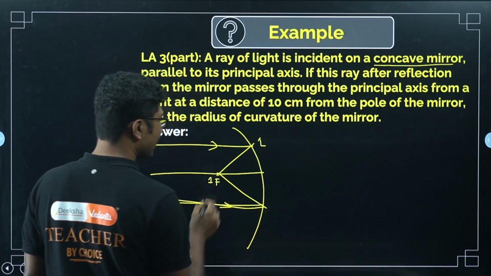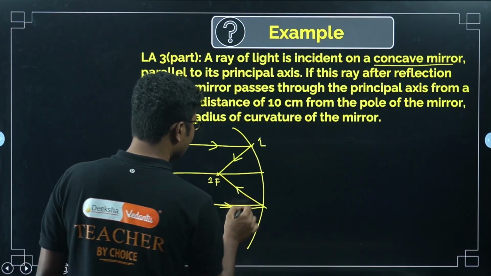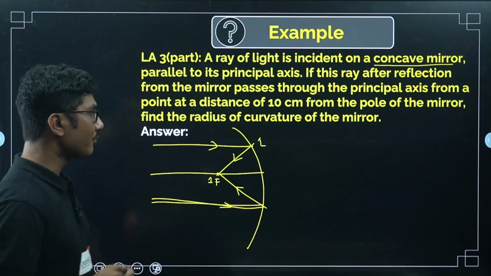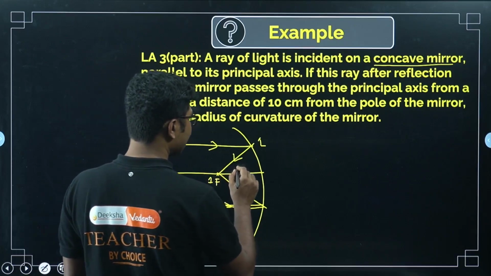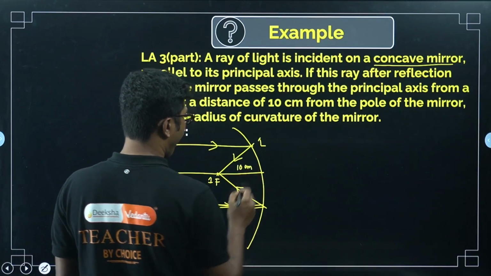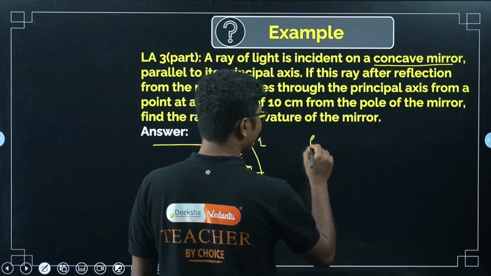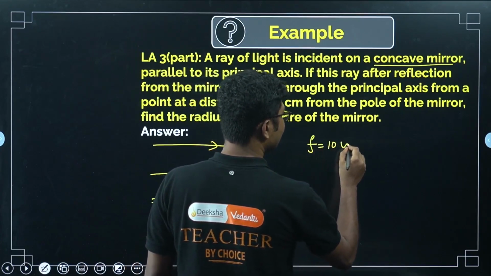Now why we call it principal focus, we can discuss that in a later video, but right now you should remember that they always pass through the principal focus. So this distance is given as 10 centimeter. Okay, so what is this distance? This distance is nothing but focal length. So focal length is given as 10 centimeter.